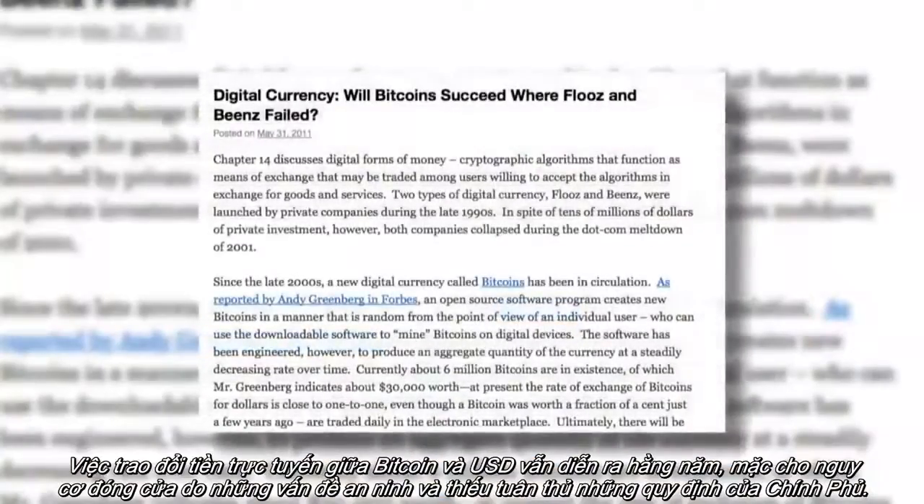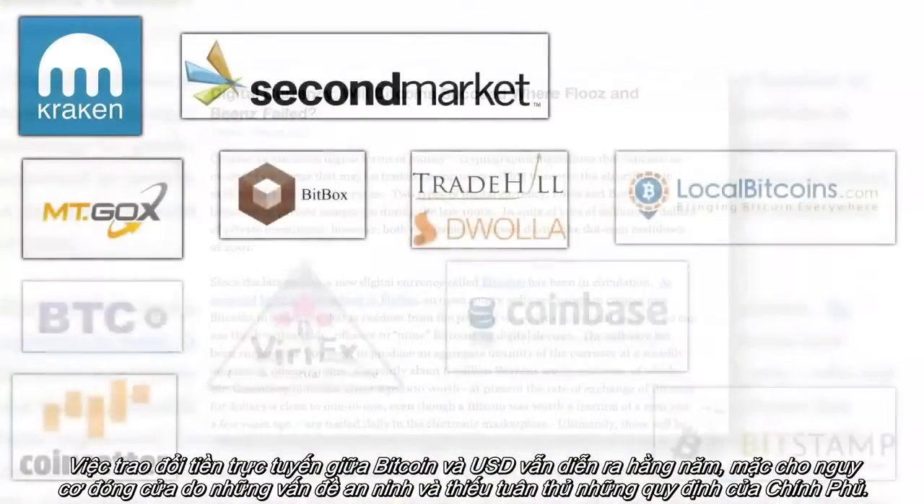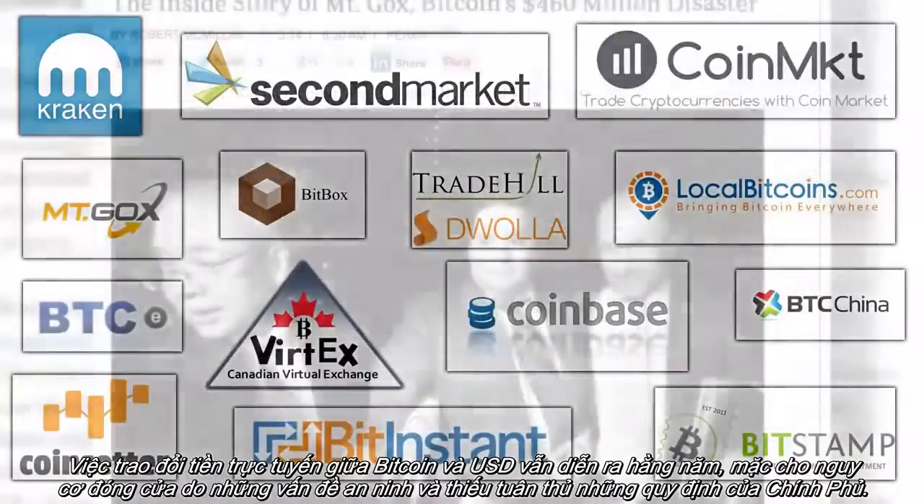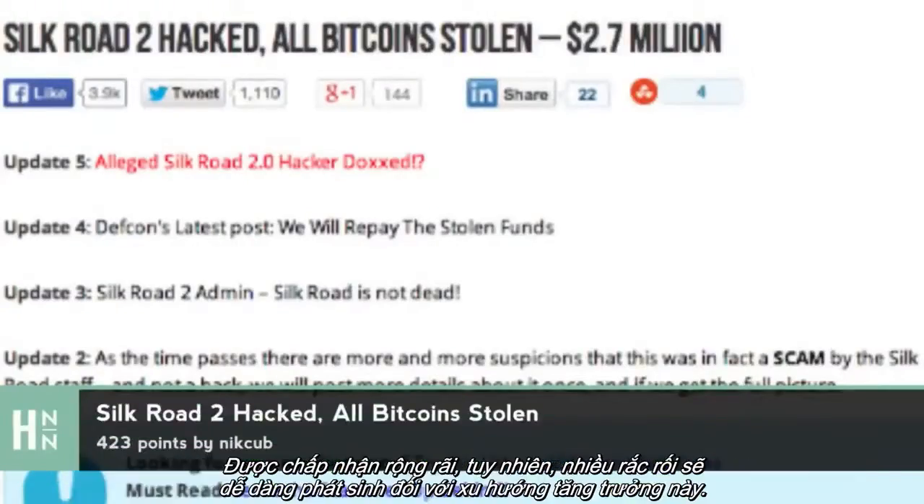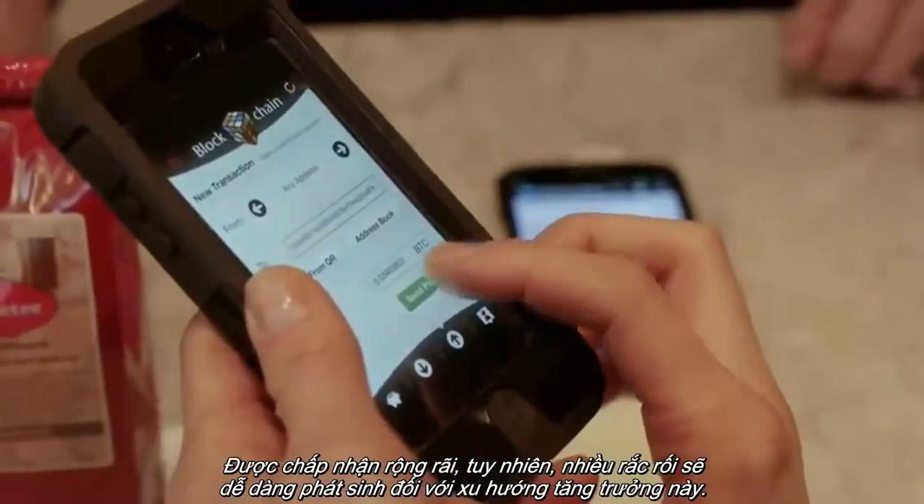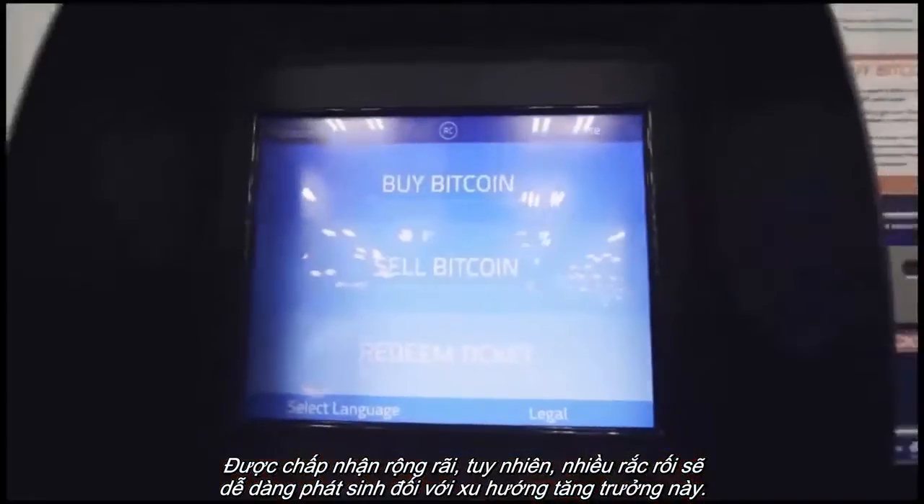Online exchanges have been providing the trade of bitcoins and dollars for years, though many have closed from site security issues and lack of complying with government regulations. Mass adoption, however, will more easily happen from a recent trend that is growing fast.